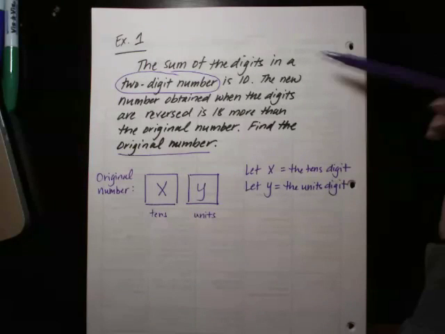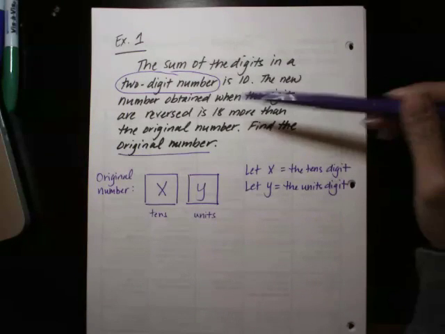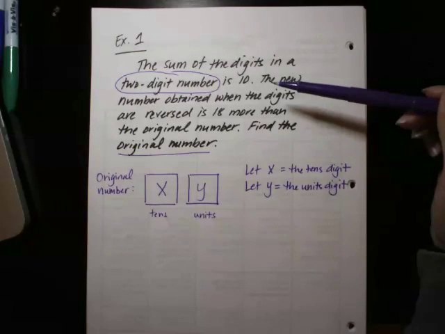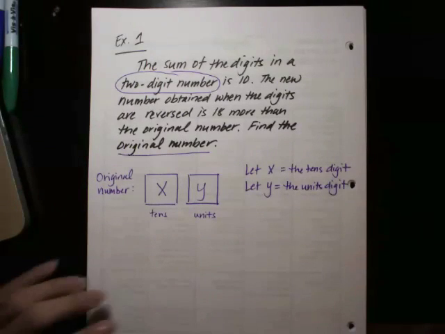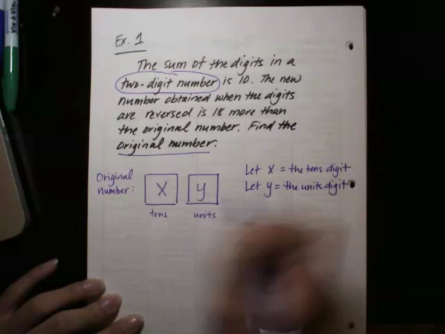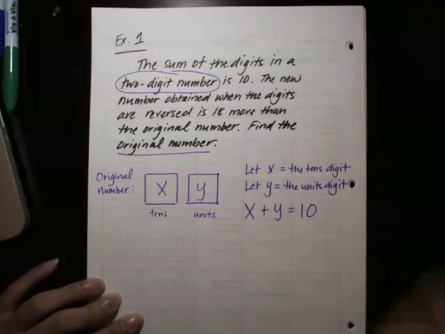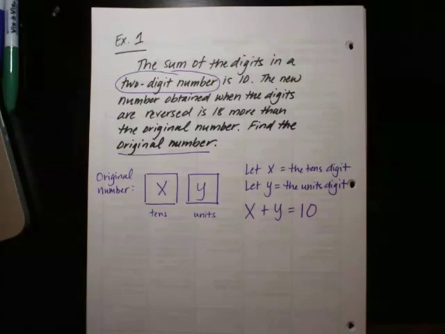Taking a look at the very first sentence, the sum of the digits in a 2-digit number is 10. We can already translate that and say that x plus y equals 10 is one of our equations. Sum meaning we're adding the digits, we're going to get 10.